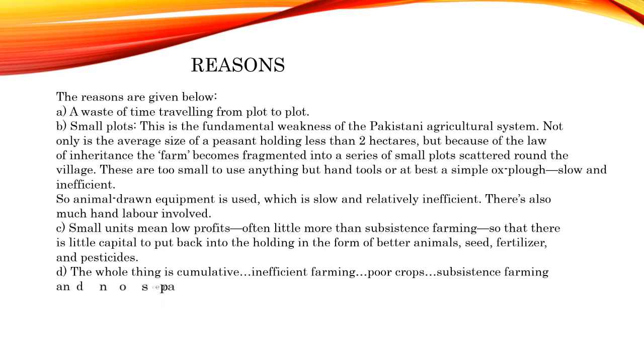Number 3, small units mean low profits, often little more than subsistence farming, so that there is little capital to put back into a holding in the form of better animal seed, fertilizers and pesticides. The whole thing is cumulative: inefficient farming, poor crops, subsistence farming, and no spare cash to buy better stock or seed. It is a grossly inefficient use of manpower.